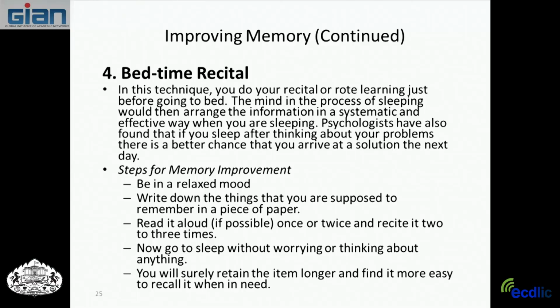Steps for memory improvement: be in a relaxed mood. Write down the things you're supposed to remember on a piece of paper and read it aloud, if possible, once or twice. Recite it two or three times. Then go to sleep without worrying or thinking about it, instead of sitting up, maybe stressing about a test all night. And maybe you'll find it easier to recall when you're not focused on it.